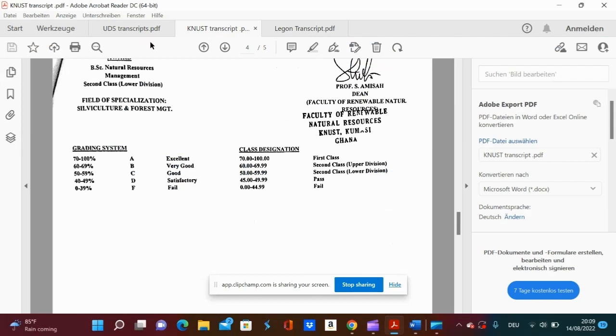So if you can see my screen here, the grading system is here. From 70 to 100% is first class. From 60 to 69.99 is second class upper, and so on. So from 70 to 100 is kind of a wide gap, so it doesn't favor people. The grading system in Germany doesn't favor people from KNUST. And we'll do the calculation in a bit for you guys to see how it goes.